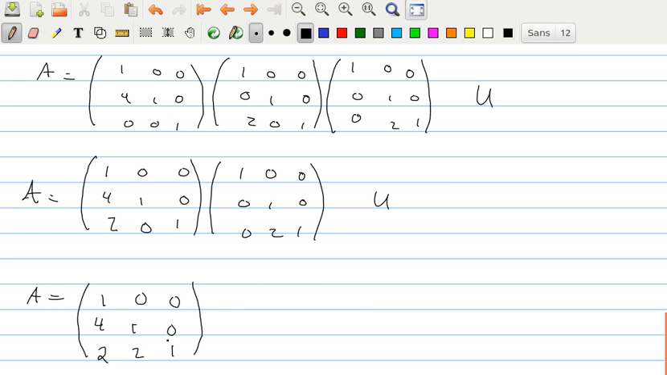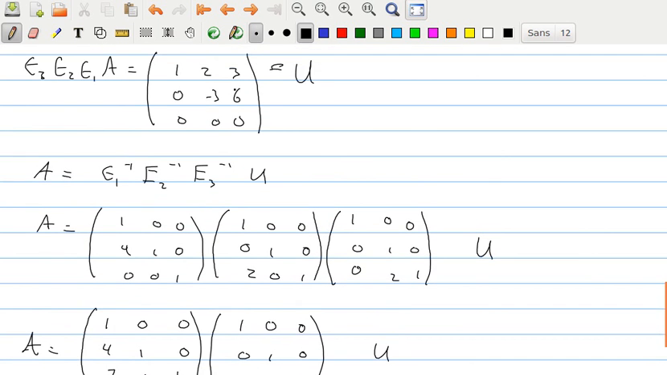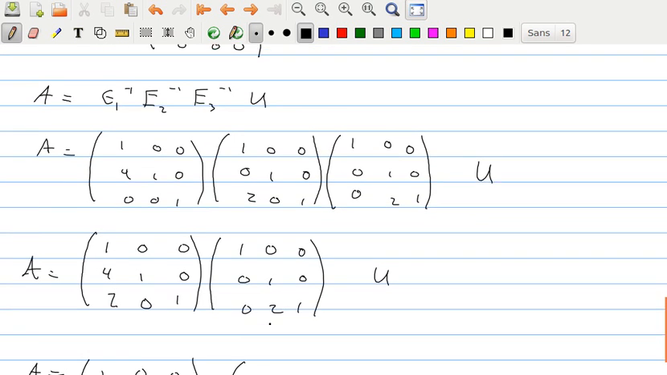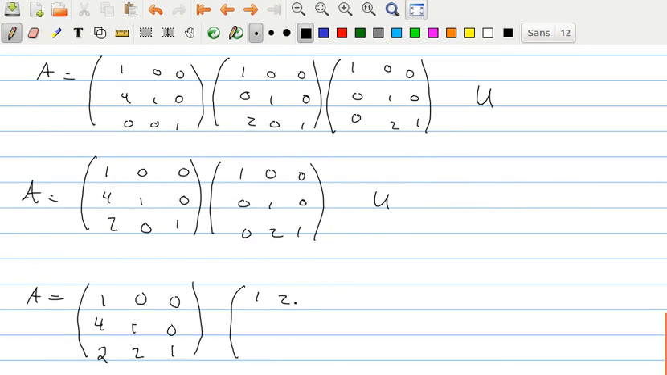So this is our lower triangular times our upper triangular U we identified before to be 1 2 3, 0 -3 -6, 0 0 0. So now we've factored our matrix A into a lower triangular times an upper triangular, and that's matrix factorization.